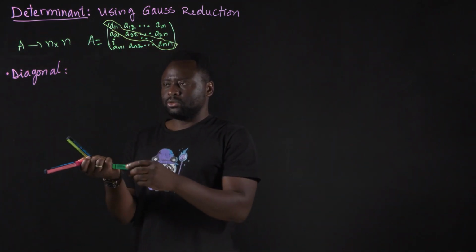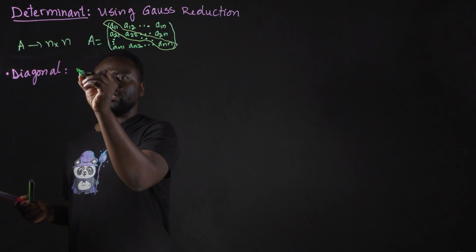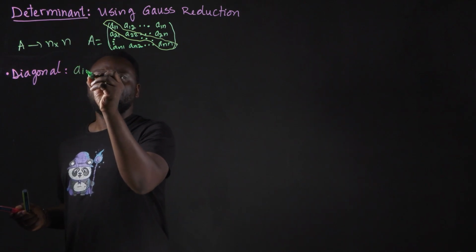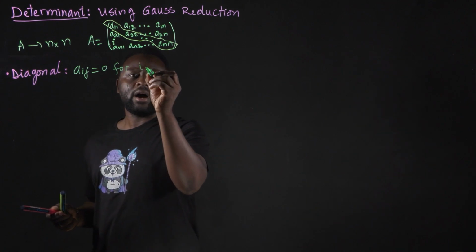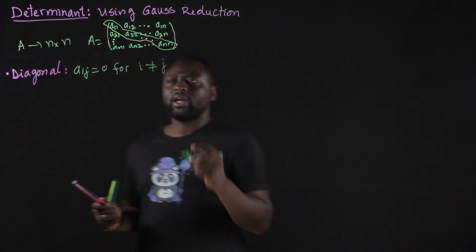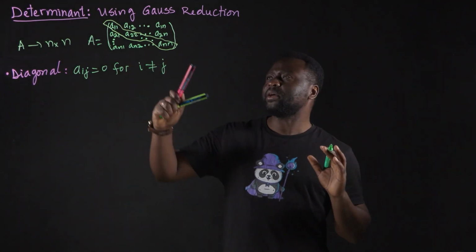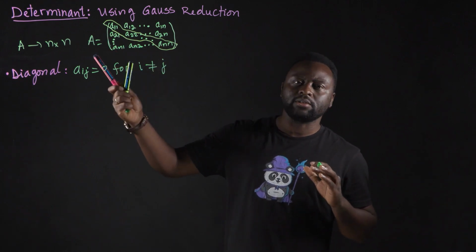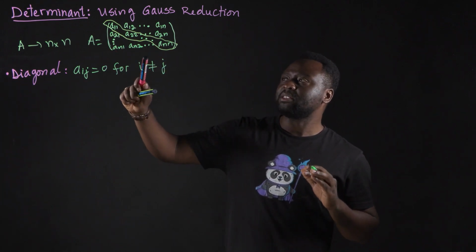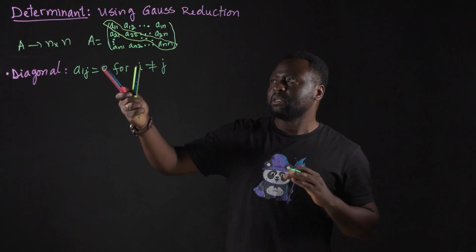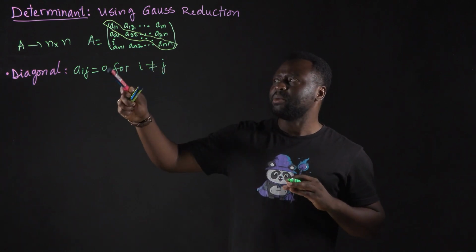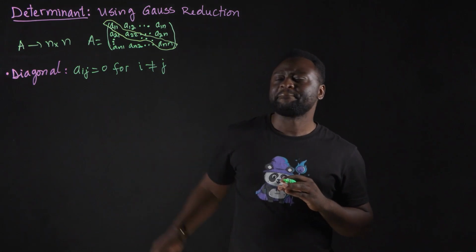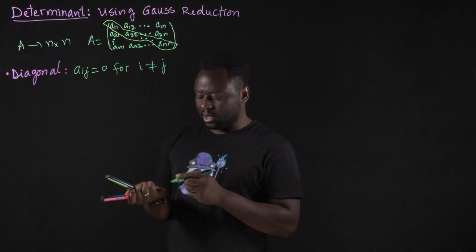So to write this, we can just say that a_ij is 0 for any i different from j. Okay, so it doesn't matter if the diagonal elements are 0 or not. Our focus here is the off-diagonal entries. When they are 0, in that case we say that the matrix is diagonal. Now let's look at the upper triangular matrix.